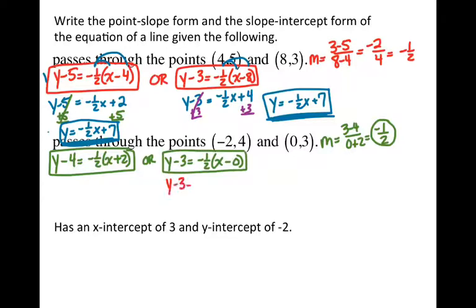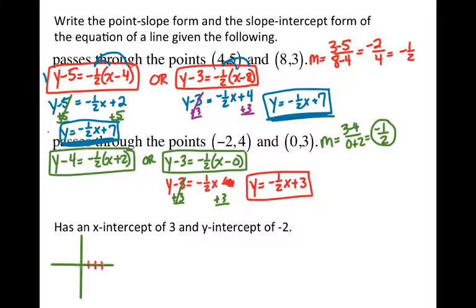And then once you work it out, distribute the negative 1/2. But distributing the negative 1/2, that gives me negative 1/2 x, and then negative 1/2 times 0. Well, that doesn't even matter. I'm not going to write plus 0 or minus 0. And then you're going to add 3 to both sides. So my answer is y equals negative 1/2 x plus 3.